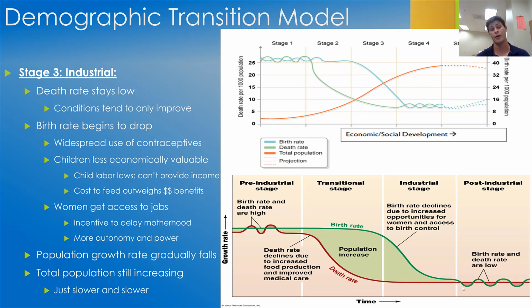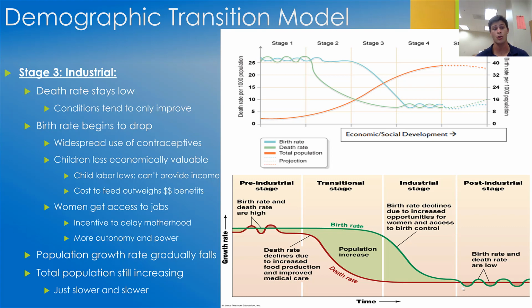In addition, with industrialized nations, we begin to provide access to women's rights as well as women's education. So we generally are going to be promoting women's empowerment as a country becomes more and more industrialized. And so women get access to jobs, they have an incentive to delay motherhood, and they gain more autonomy and more power. Because of all of these factors, our birth rate continues to drop as a country continues to move from the transitional stage to the industrial stage. Now, as our birth rate begins to drop and meet our death rate, the population growth rate in the industrial stage begins to drop. So now we are still increasing our populations, but we are increasing our populations at a slower and slower rate.